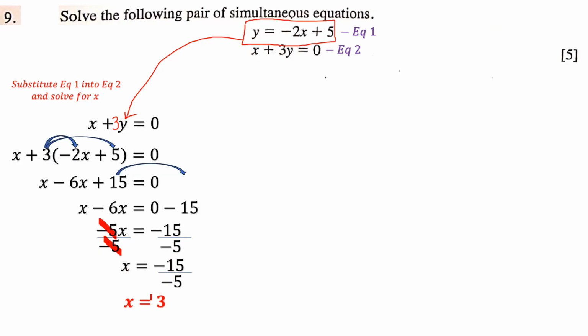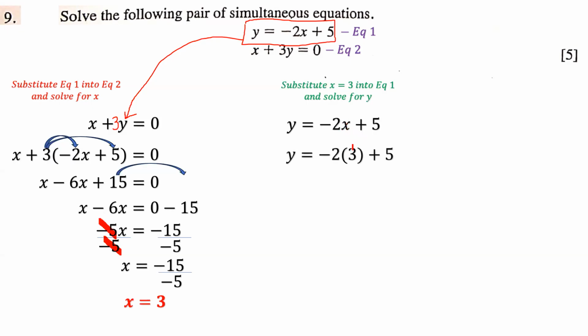Now we know what x is. And so what we're going to do is substitute our value for x into equation 1. What is equation 1? Equation 1 is y is equal to negative 2x plus 5. We're going to put our value for x, which is 3, into this equation. So y is equal to negative 2 times 3 plus 5.